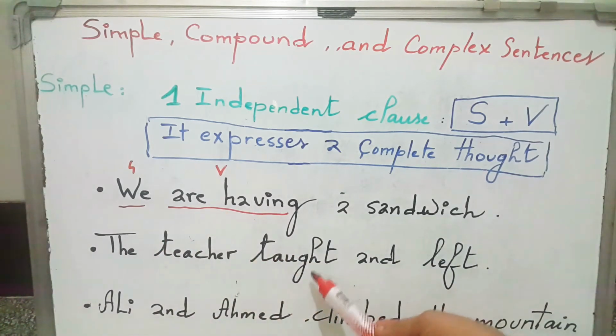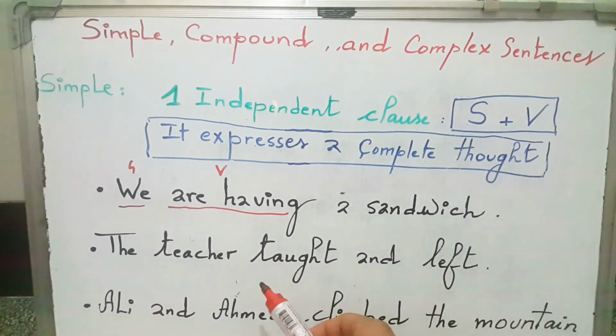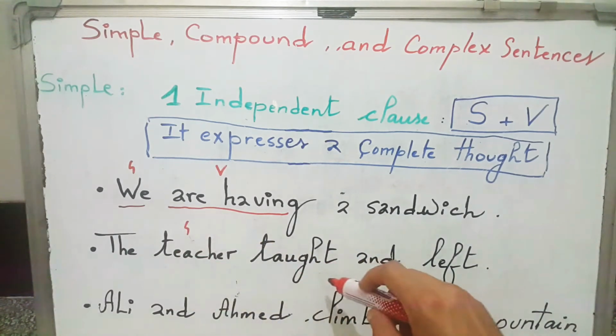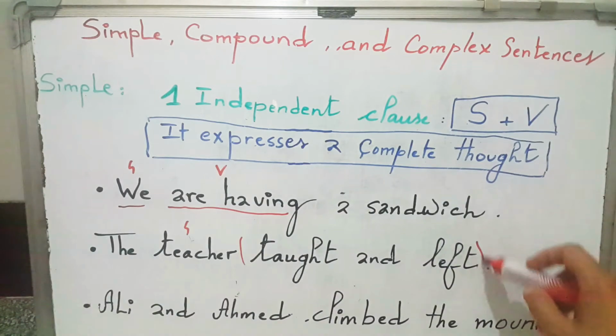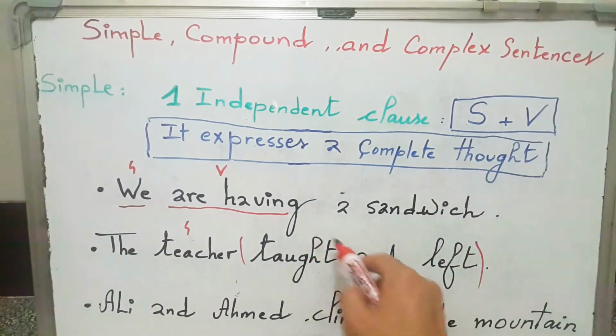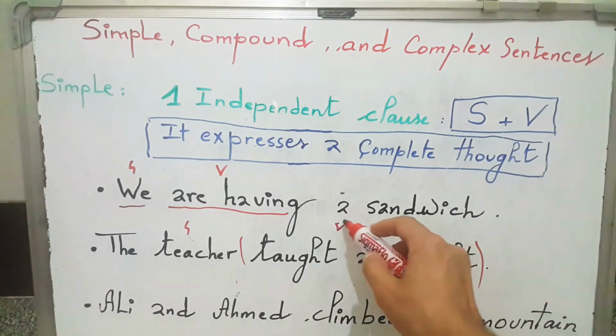Next, the teacher taught and left. So the teacher is the subject. This is a compound verb. Compound means two elements. So here we have two verbs, right? Compound verb.